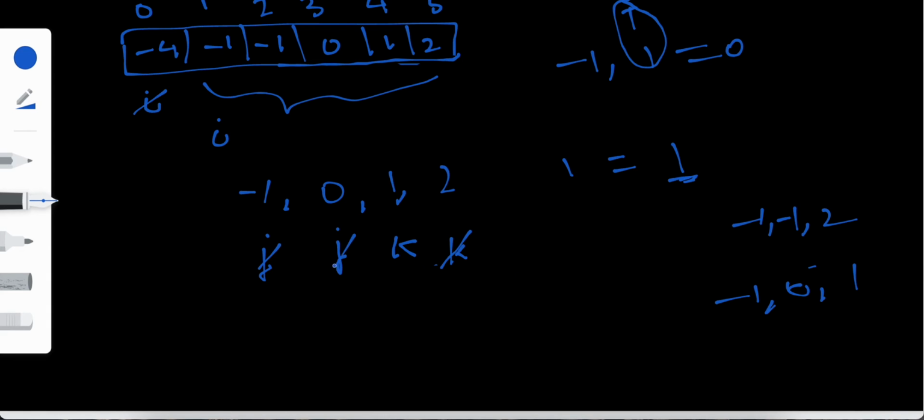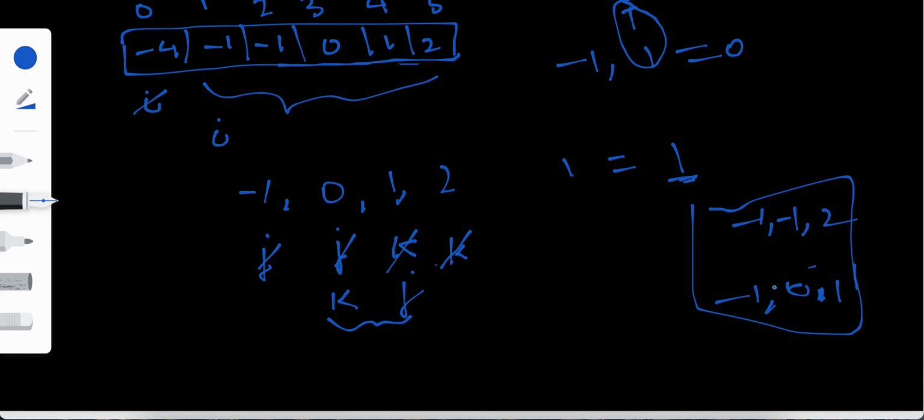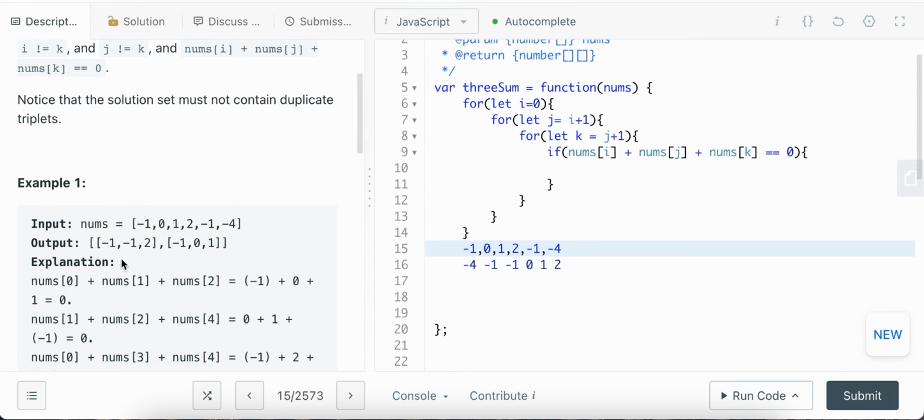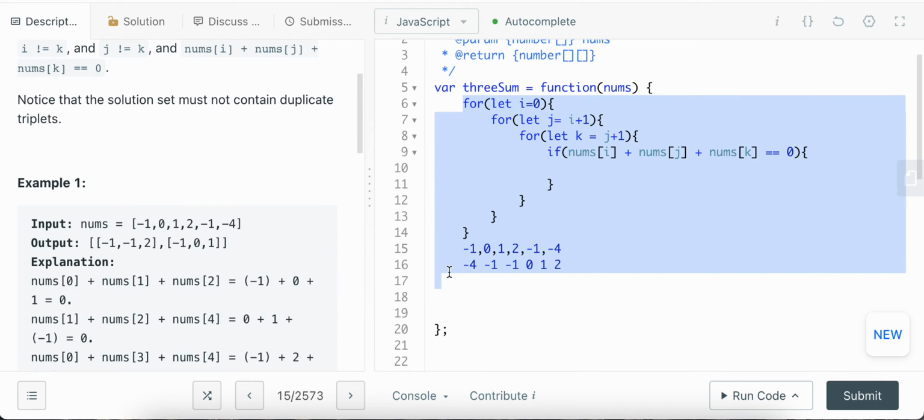So what I need to do, I need to increase my j and then decrease my k. Okay, now I can't do this anymore because my j is no longer less than k, which makes no sense to move forward. Okay, so these are the two solutions that I have. Okay, -1, 0, 1, and then -1, 2. Okay, let's see the solution. What is it? -1, 0, 1, and then -1, 2. Make sense? Okay, let's quickly code it up.